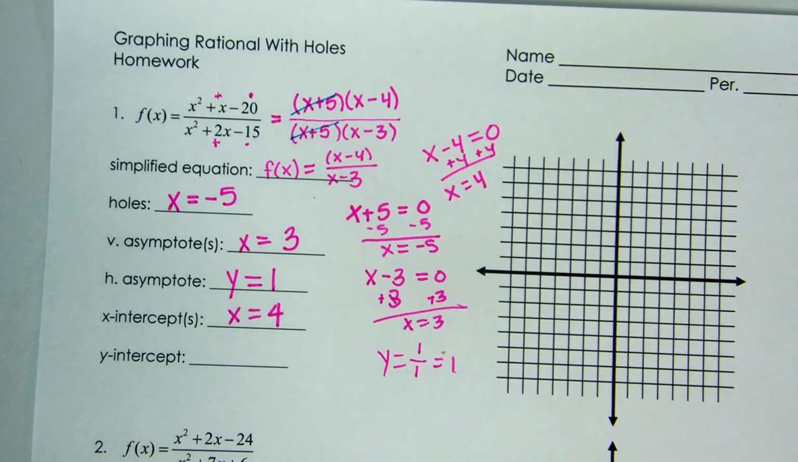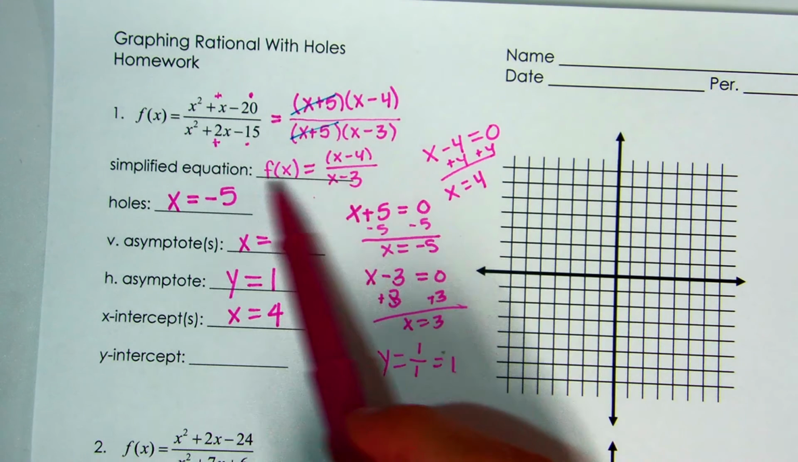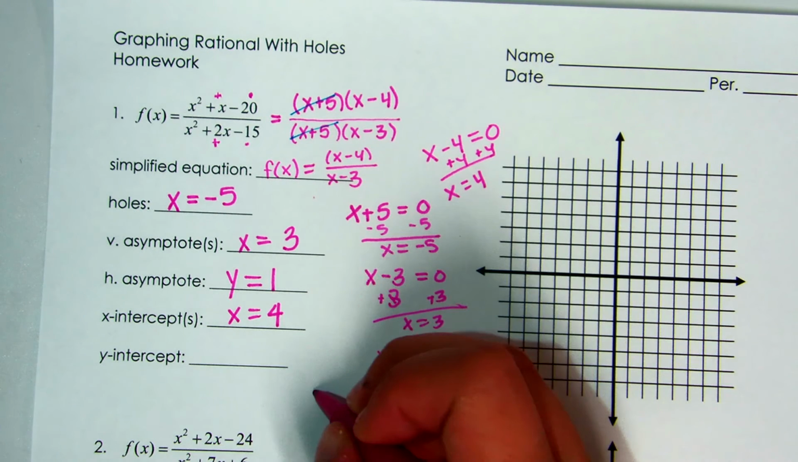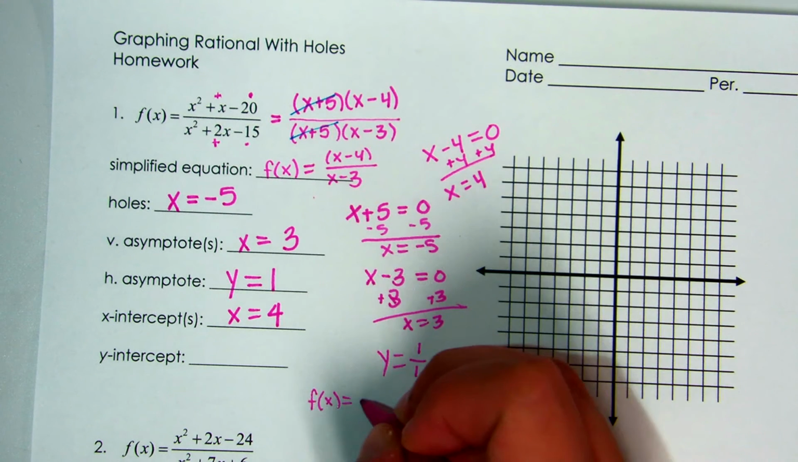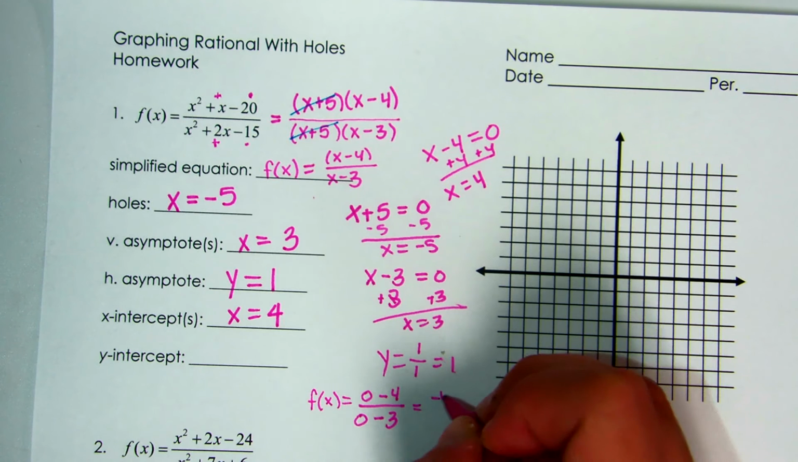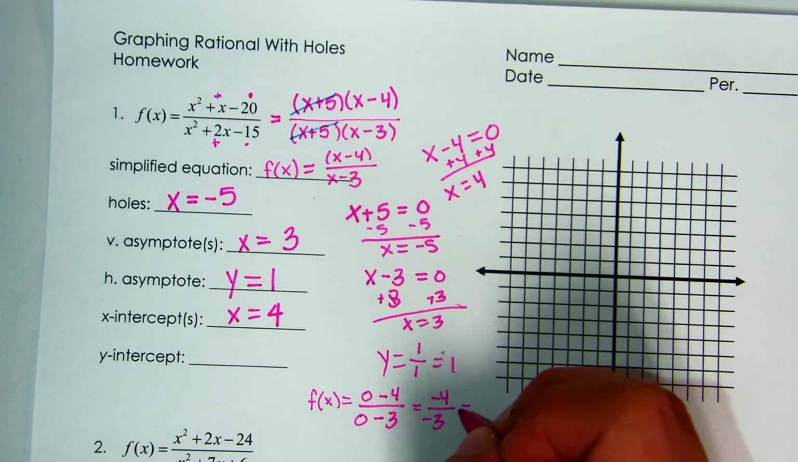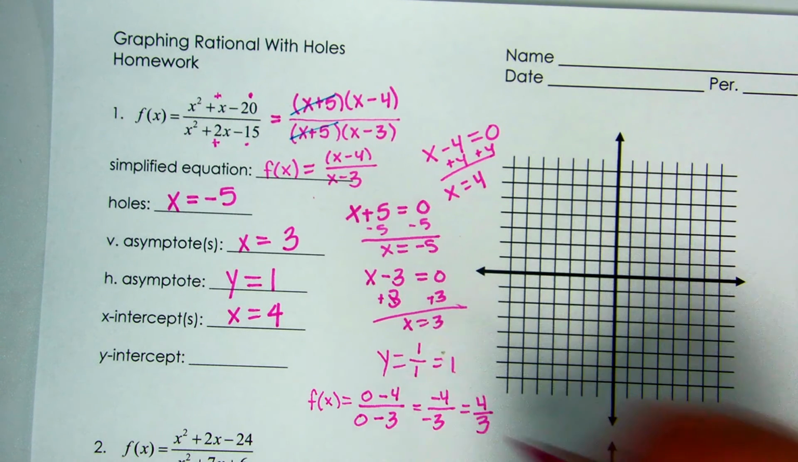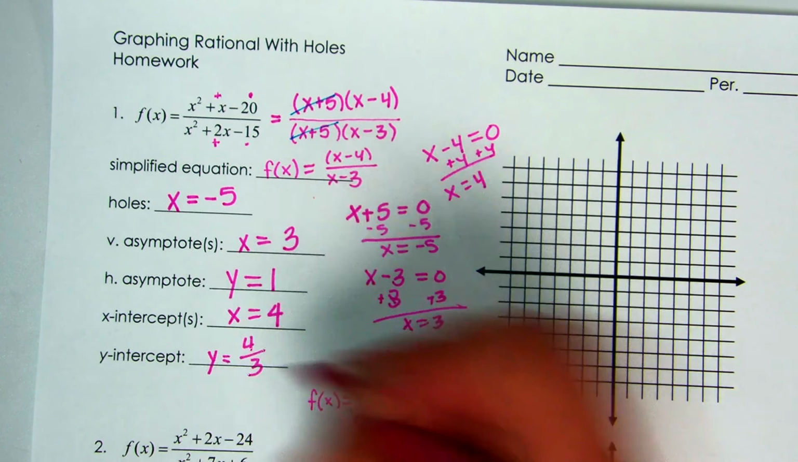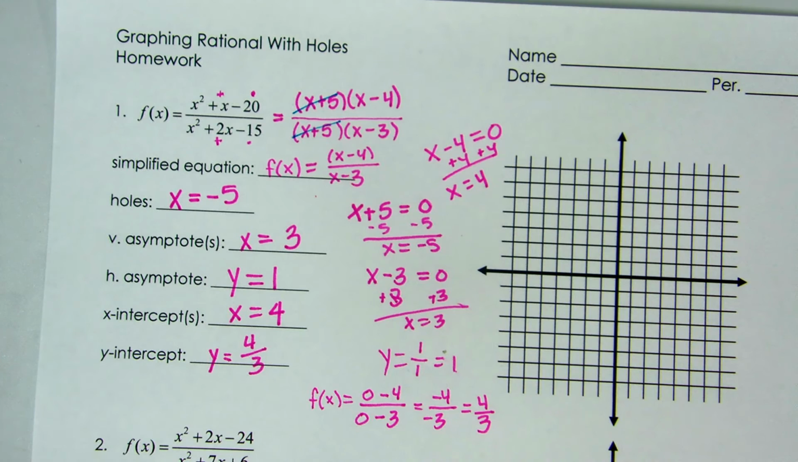And to find my y-intercept, I plug a 0 into my simplified equation for each x. So f of x equals 0 minus 4 over 0 minus 3. So negative 4 over negative 3 equals 4/3. So y equals 4/3. Now I'm going to graph the whole thing.